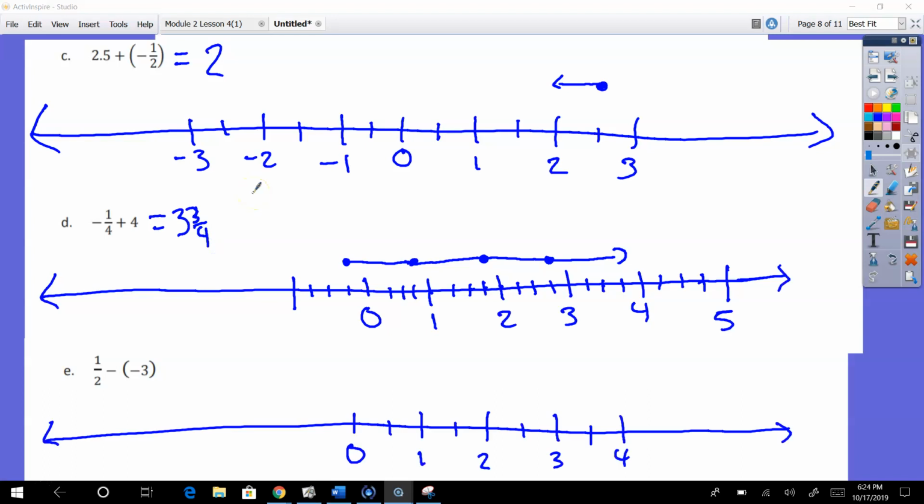So we see subtraction, we need addition rules, so we change it to an addition. So we have 1/2 plus 3. So we're starting at 1/2, and then we're going to the right 3. 1, 2, 3, puts us at 3 1/2. So equals 3 1/2.